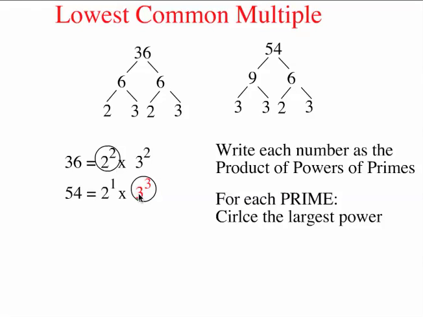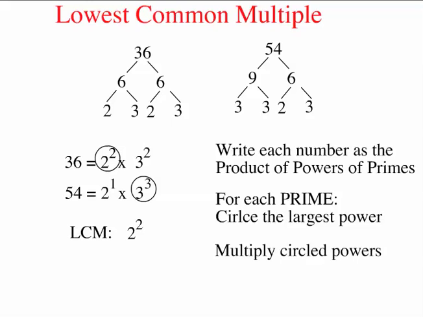Then all we have to do is multiply what we've circled. So multiply the circled powers. The LCM is 2 to the 2 times 3 to the 3, which is 4 times 27, which is 108. So the LCM is 108, just like we found when we looked at the Excel chart.